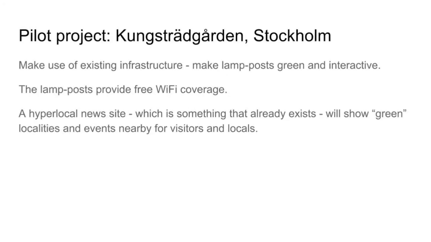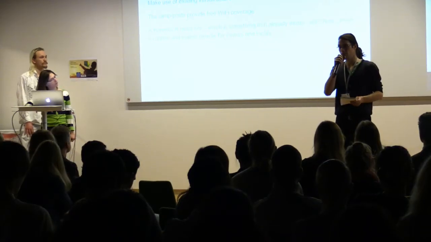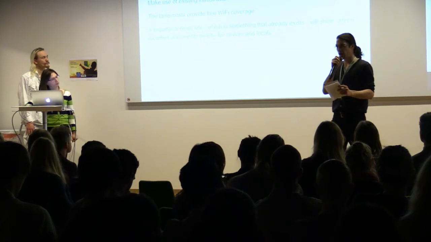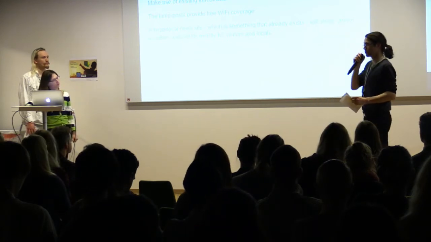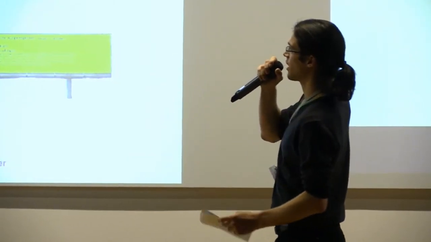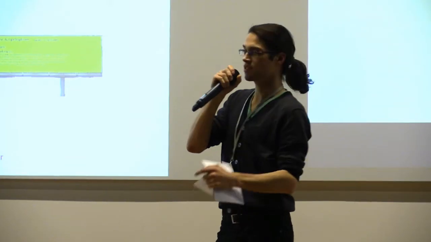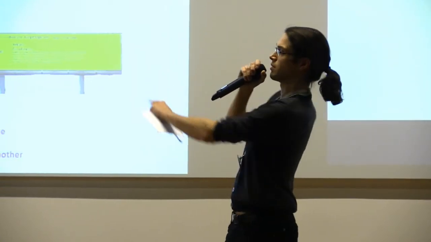It's really easy to begin with our project. We're going to begin with a cost-effective pilot in a well-visited Central Park. And the idea is to cover lamp posts in green plants and make them interactive. So they will provide free Wi-Fi coverage and they will have a link to other parks like this one to engage users. And here is an example of the tech side inside a lamppost. It's covered around and it contains different sensors that collect live data about pollution, about the air, about the amount of people who are nearby, and they also control the lighting. So all of this data will be made public and visible to the awareness of the people, like this billboard.